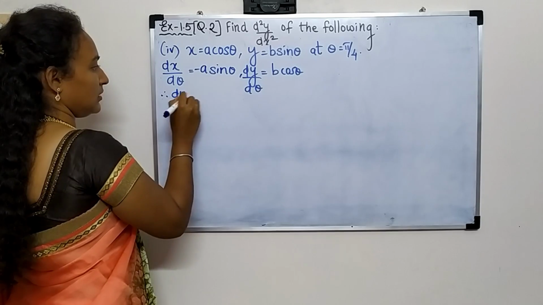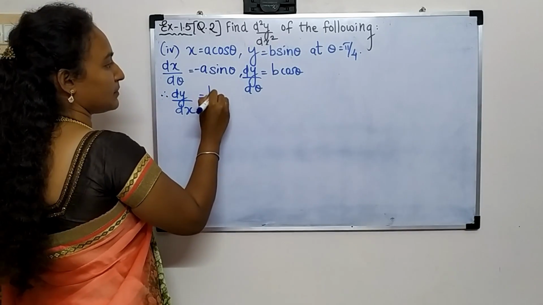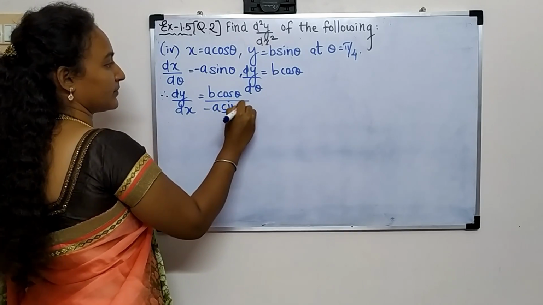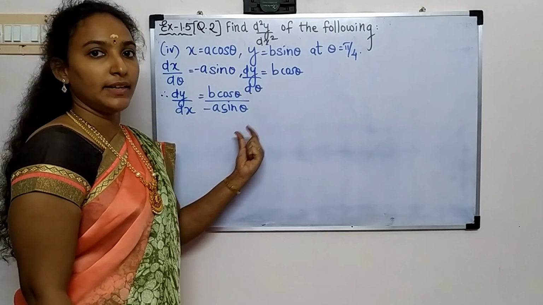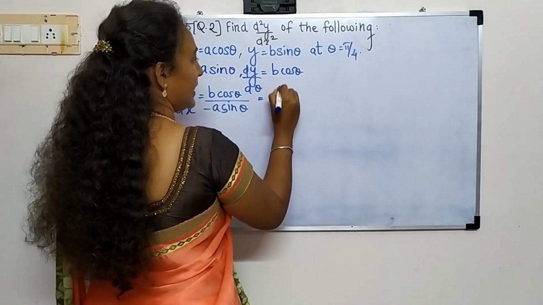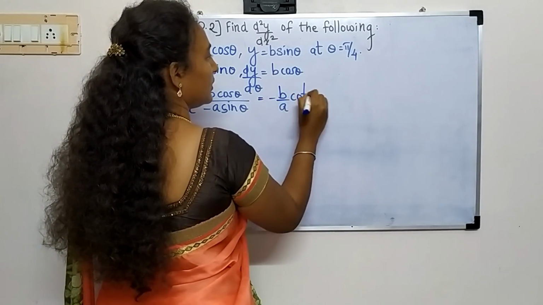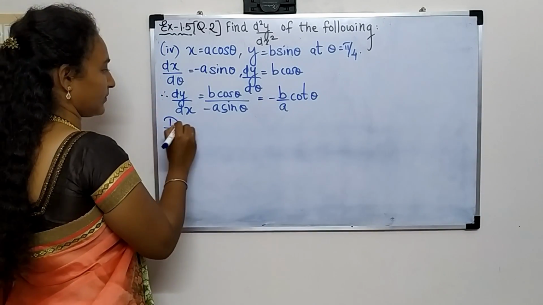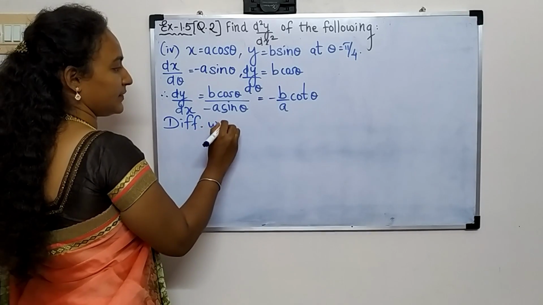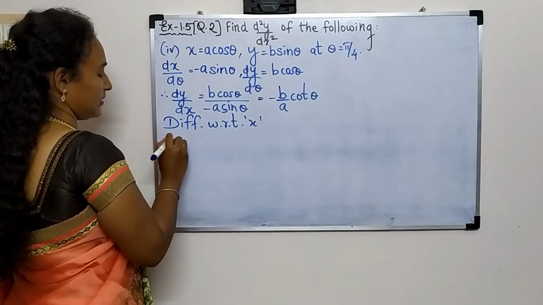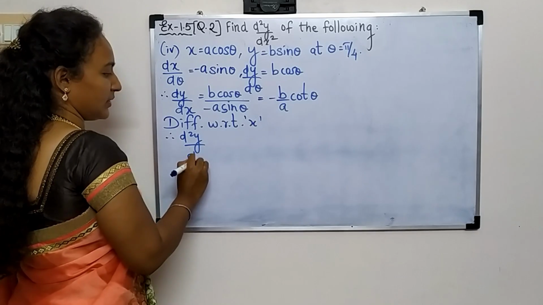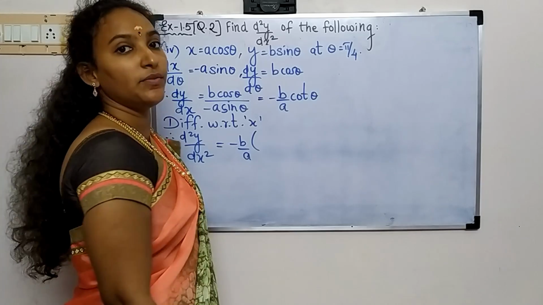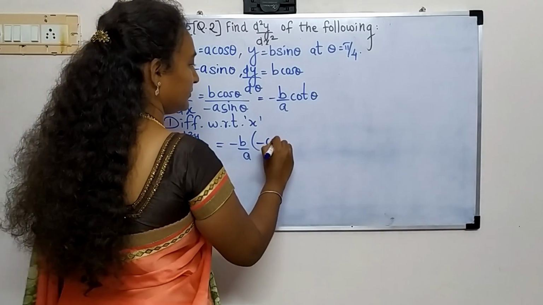Therefore, dy by dx is b cos theta upon minus a sin theta. So cos theta by sin theta will be cot theta. So this is minus b by a cot theta. Now let us differentiate this with respect to x. Differentiate with respect to x. Therefore, d square y upon dx square is equal to minus b upon a. Derivative of cot theta is minus cosec square theta.